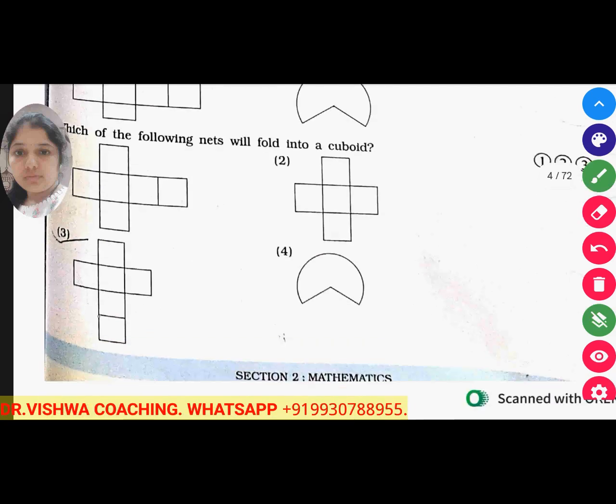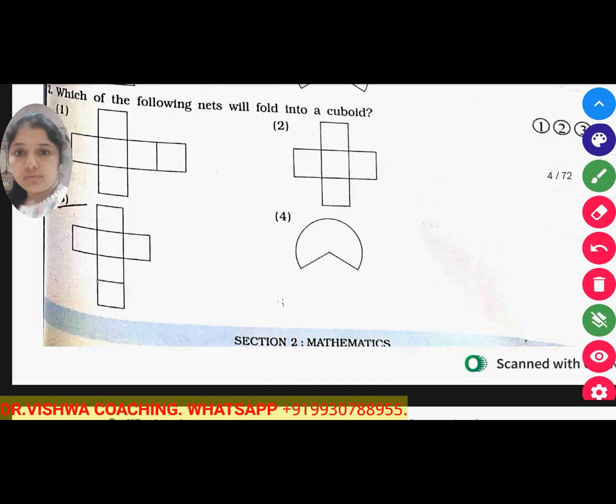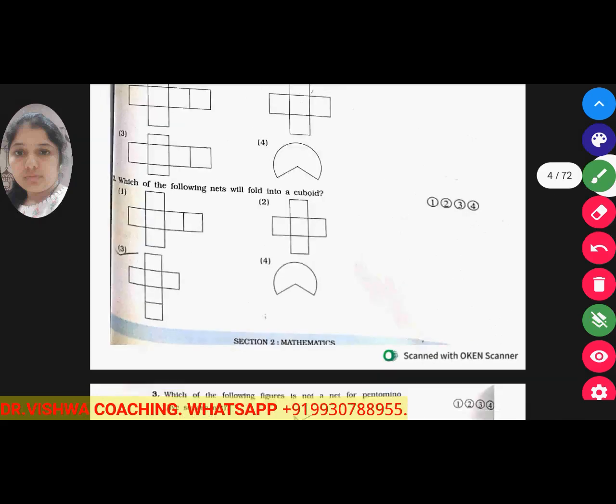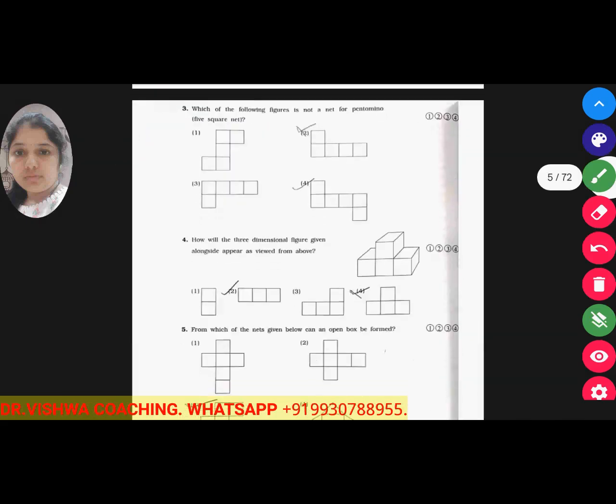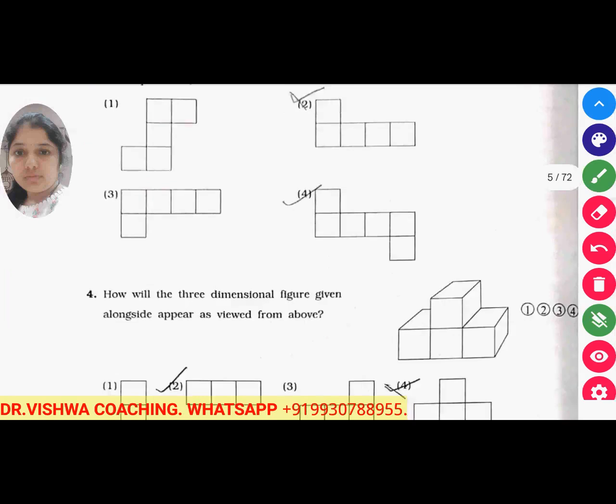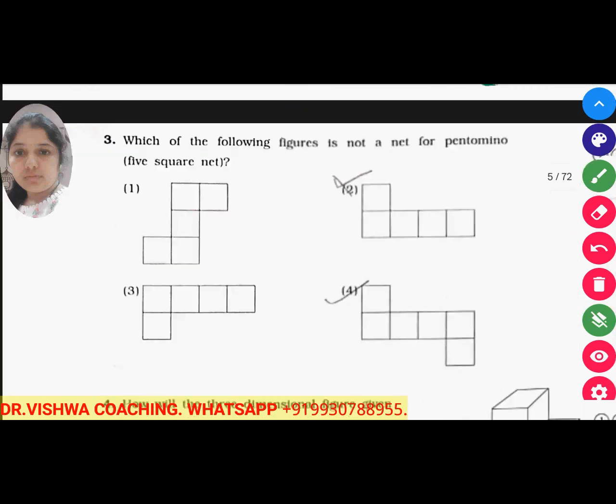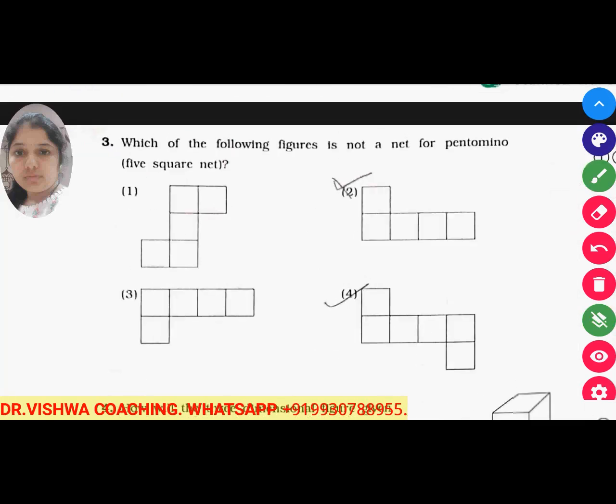Now again, you can look at the figures and see which can be turned into a cuboid. A cuboid has rectangular surfaces, so find the figure which shows rectangular surfaces, and that only is your answer. A figure formed by a square net is not your answer. This is the main difference between a cube and a cuboid. So you can identify which figure has rectangular shapes.